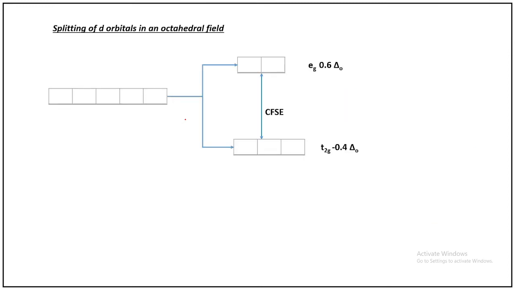How to calculate CFSE? For non-transition metal, we take CFSE as 0. For transition metal, we can calculate CFSE based on a simple equation. CFSE octahedral equals minus 0.4 delta O times the number of electrons present in t2g plus 0.6 delta O times the number of electrons present in eg orbital. And the modulus of CFSE is taken in order to find the spinel structure.